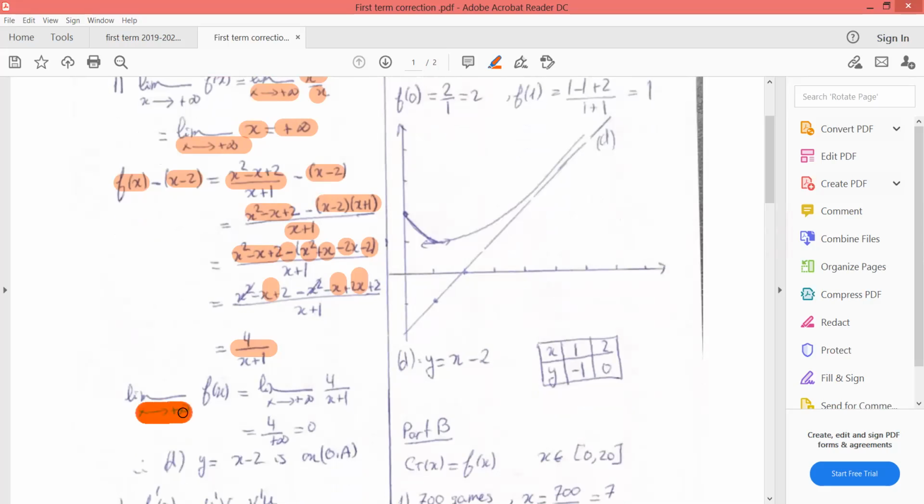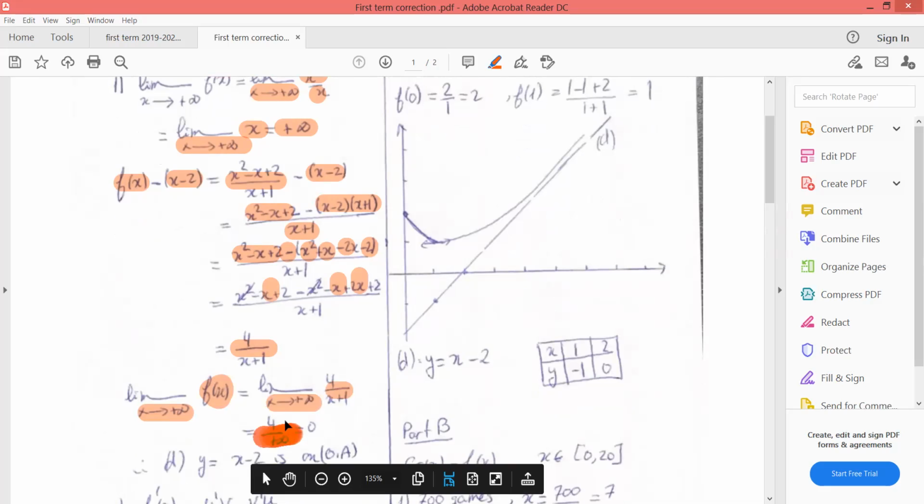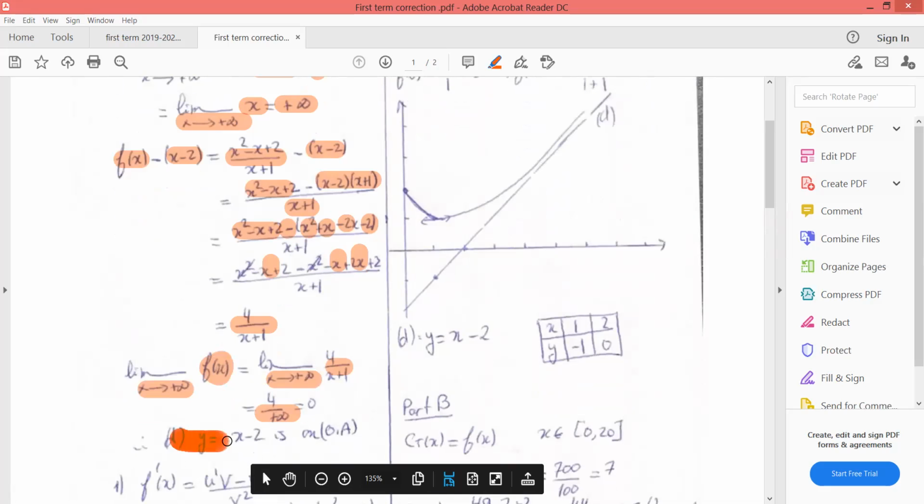Limit as x tends to plus infinity, not of f(x), this should be f(x) minus y_D here. f(x) minus y_D equals limit as x tends to plus infinity of 4 over x plus 1 equals 4 over plus infinity, which is 0. Therefore, line D, y equals x minus 2, is an oblique asymptote.